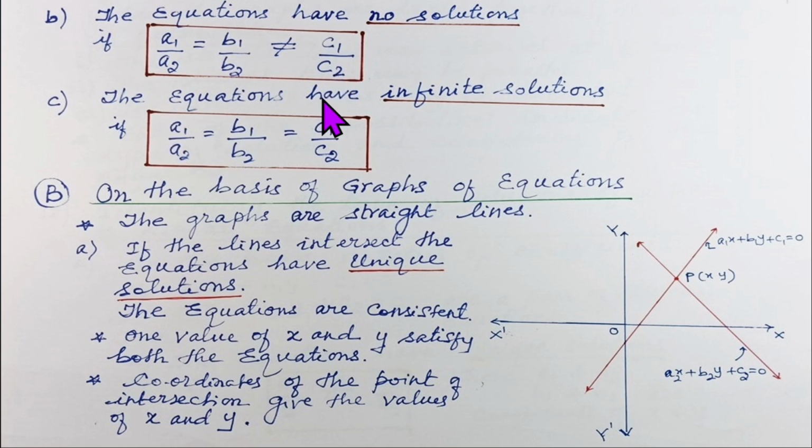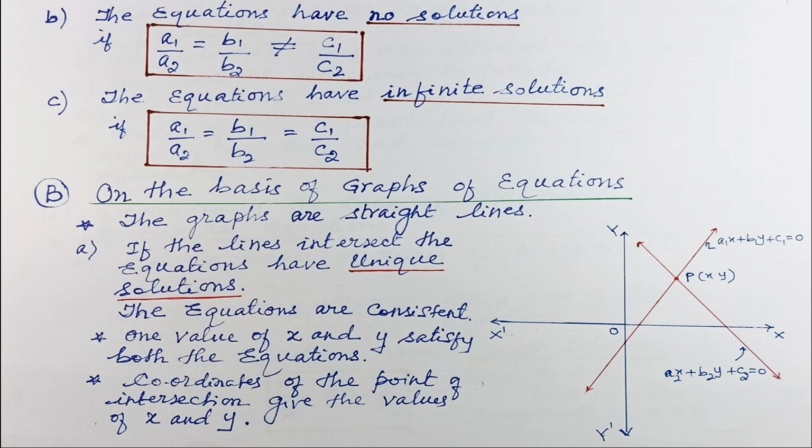Remember that. Now, the equations will have infinite solutions if you take the three ratios, that is a1 upon a2, b1 upon b2, and c1 upon c2, and all the three are equal. That is how we identify the type of solutions of a pair of linear equations in two variables by taking the ratios of the coefficients of x and y and the ratio of the constants. Then there are three possibilities by which we can identify whether the solutions are unique, infinite, or have no solutions.